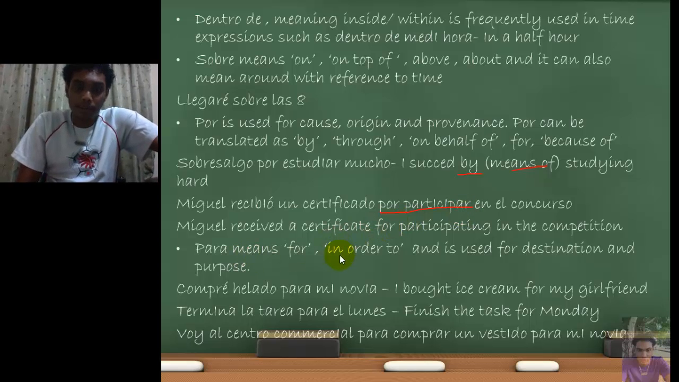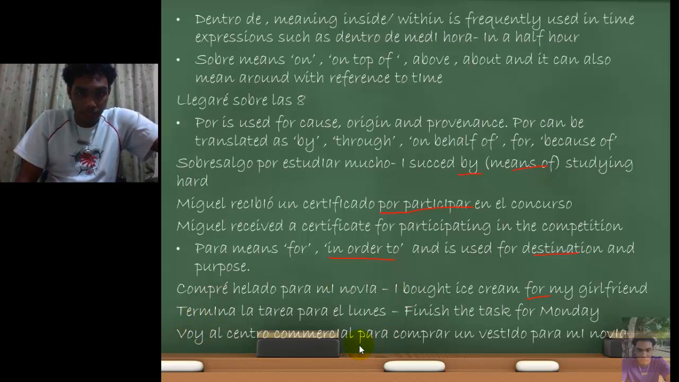Now with para, I remember para because it's in order to, right? And it is used for destination and purpose. So compré helado para mi novia. I bought ice cream for my girlfriend, right? So it's para ella. I use them before the infinitives, right? Yo voy al centro comercial para comprar, in order to buy, right?